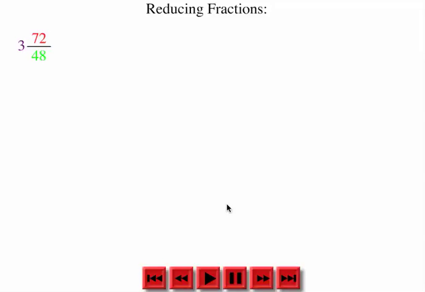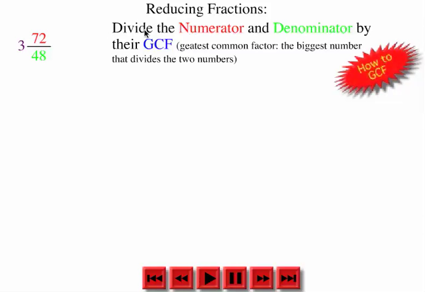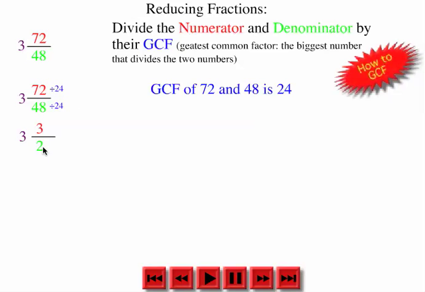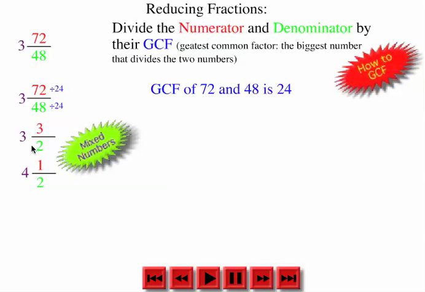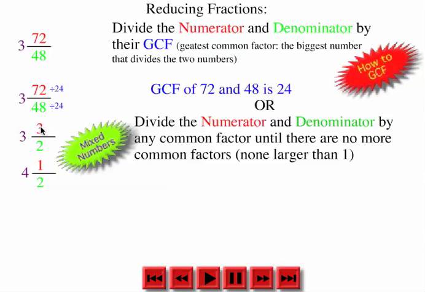and we're going to divide the numerator and denominator by their greatest common factor, which happens to be 24. So we're going to divide the top by 24 and the bottom by 24. And that gives us 3 and 3/2, but that's an improper fraction, so we're going to convert our 3 and 3/2 into 4 and 1/2. So 2 goes into 3 once, we add the 1 to the 3, that gives us 4, and then the remainder is 1, so 4 1/2.